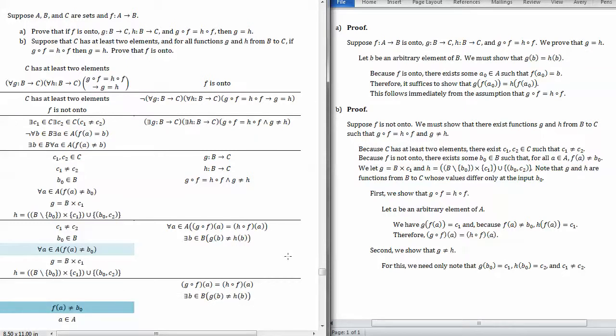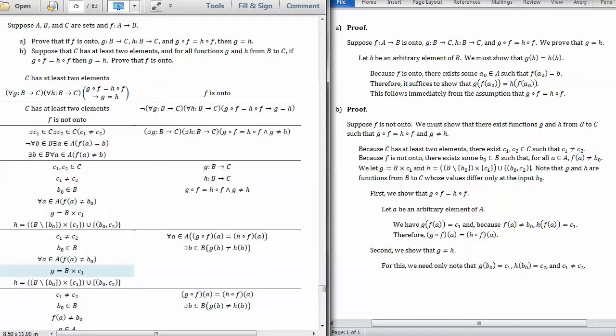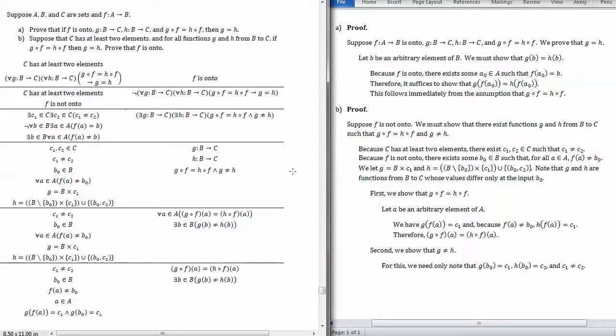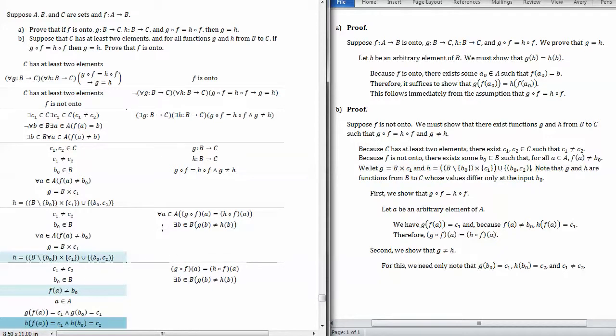All right, so universal instantiation on the A gives us that nothing maps to B naught, right? So in particular, this A does not map to B naught. And oh no, running out of space. Let me shrink this font just a little bit here. Maybe we can see more of it. Okay, so from that we get that, well, G maps everything to C1, right? That's the moral from the definition of G, whereas H maps everything other than B naught to C1, and f of A is not B naught, so f of A does get mapped by H to C1 as well.